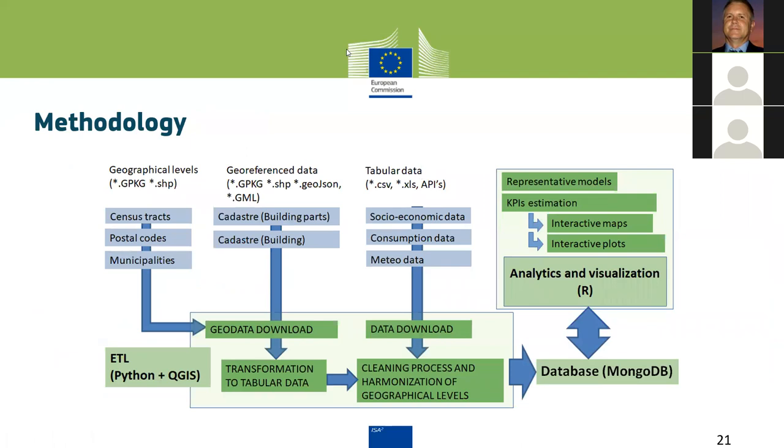Basically, the methodology is to get all the data, download all the data that is needed, and then transform it to tabular format, which is more useful for doing analytics in R. And this process, which we call the ETL process, is programmed in Python and QGIS. Several very interesting functionalities of QGIS can be launched directly without using code in Python. And then we store this tabular data in a database called MongoDB. And then we analyze this data in R, okay?